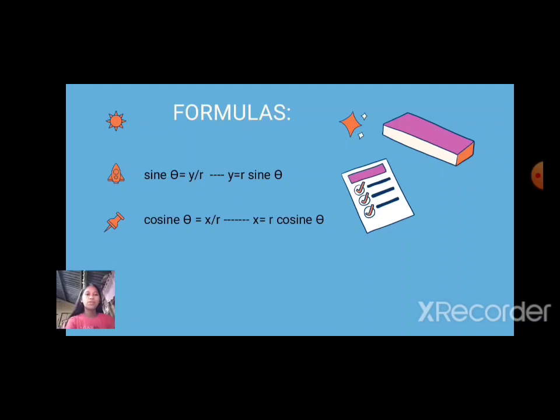Formulas that we need to use. So we have sine theta is equal to y over r, or y is equal to r sine theta. Cosine theta is equal to x over r, or x is equal to r cosine theta.